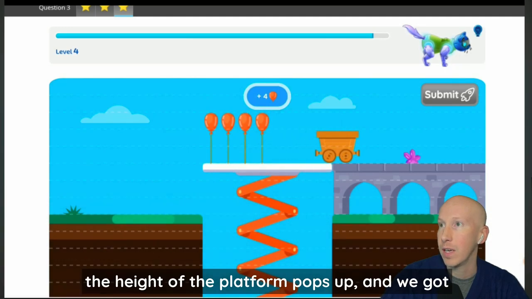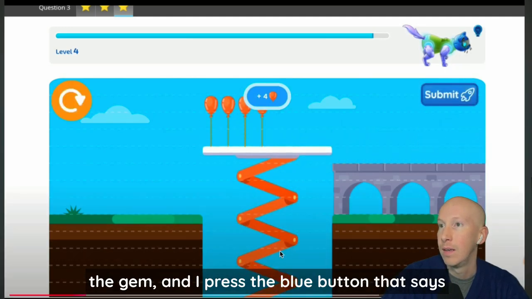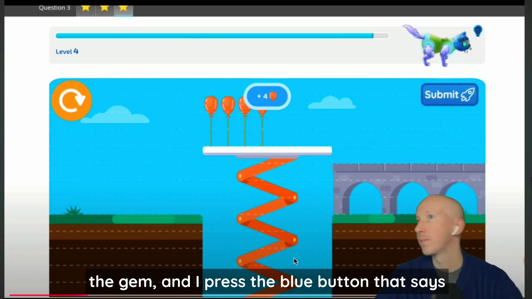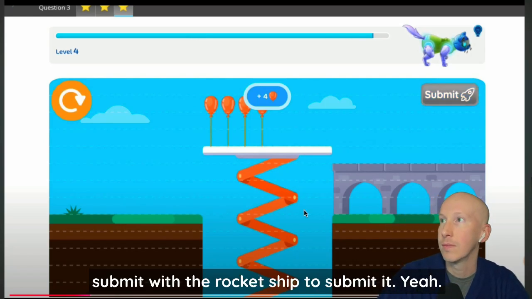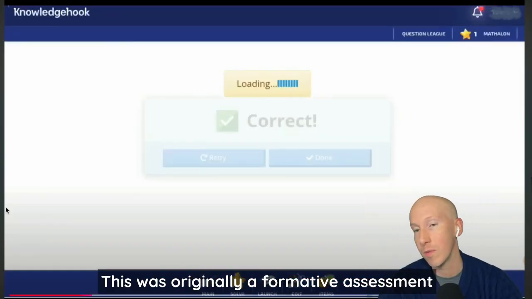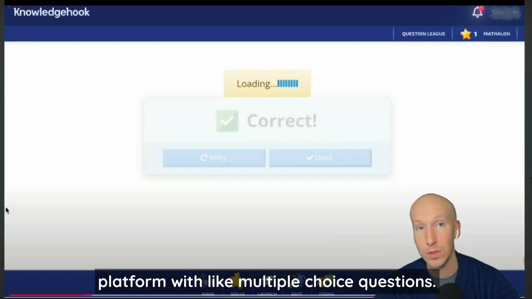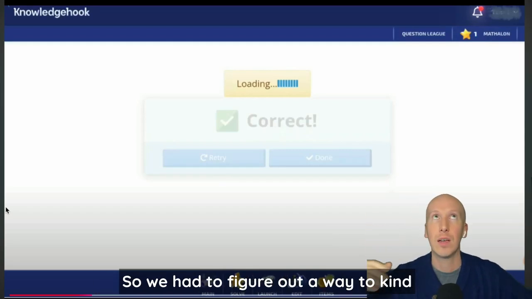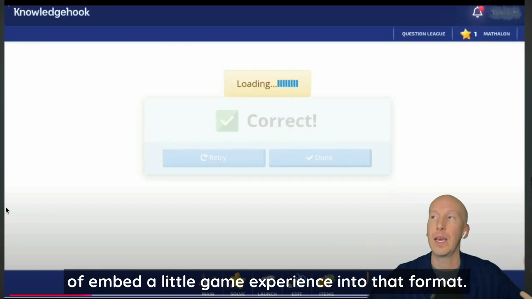Pops up, and we got the gem. And I press the blue button that says submit with the rocket ship to submit it. Yeah. So this is interesting. This was originally a formative assessment platform with multiple choice questions. So we had to figure out a way to embed a little game experience into that format, right?